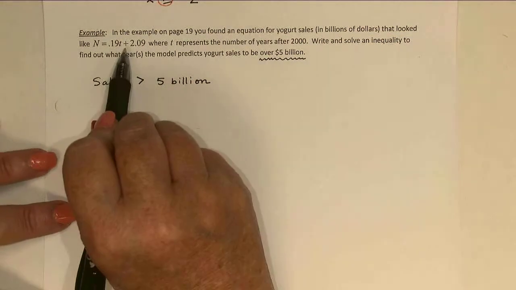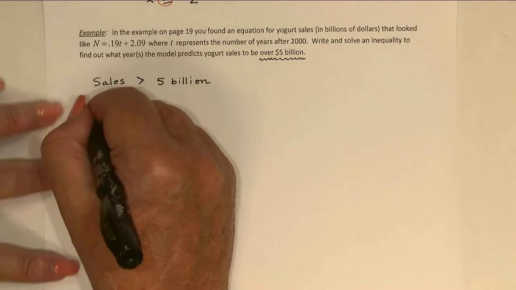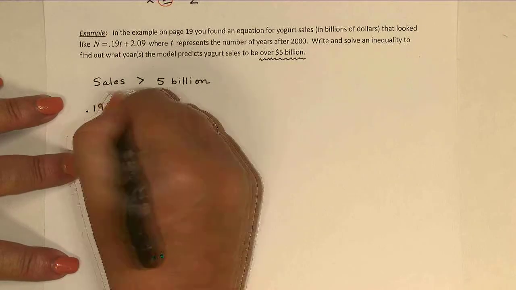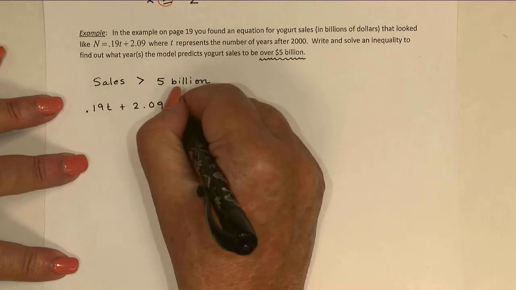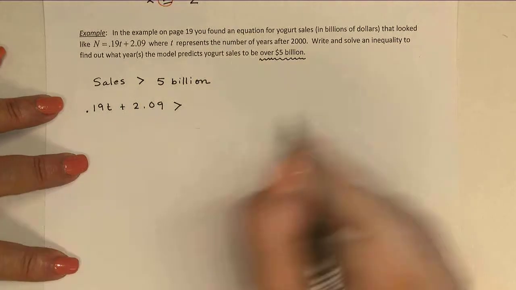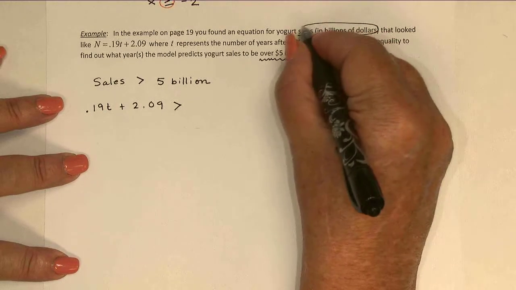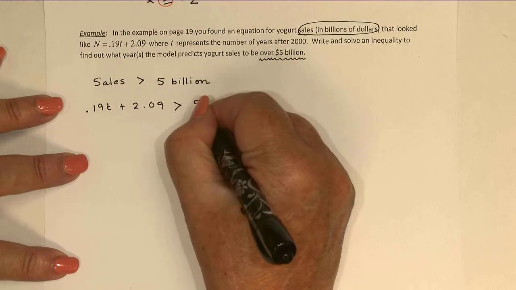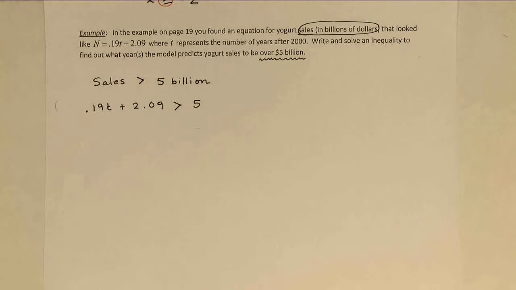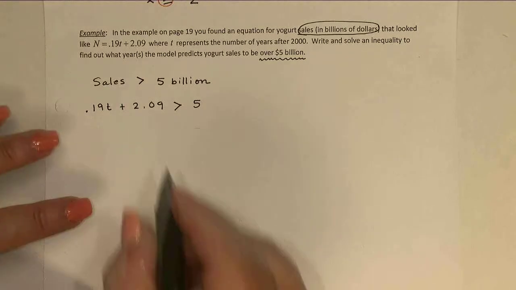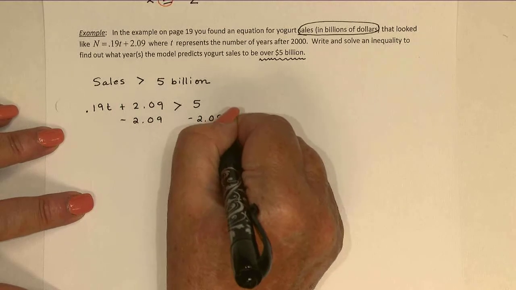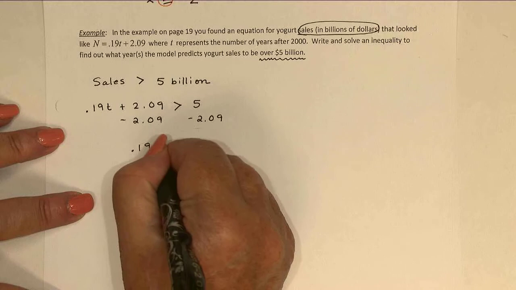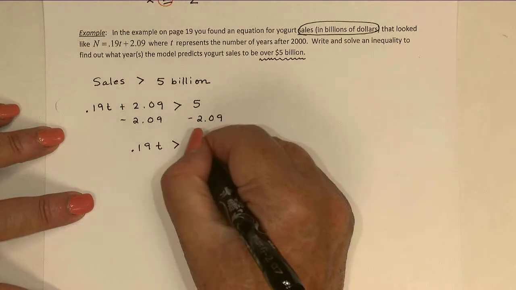I'm going to take my sales equation, 0.19t plus 2.09, and again say that needs to be greater than, and because the sales were already in billions of dollars, I only really need to put in the 5 here. So we've got our inequality written. We just need to finish out by solving it. We're getting 0.19t is greater than 2.91.